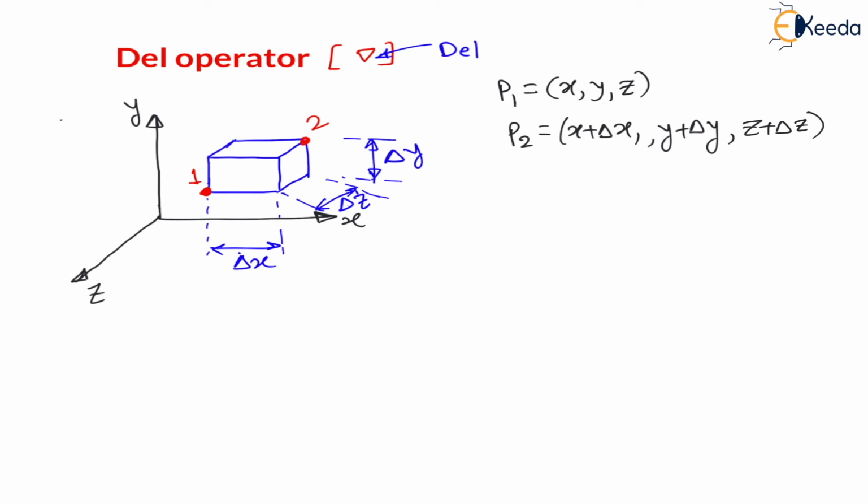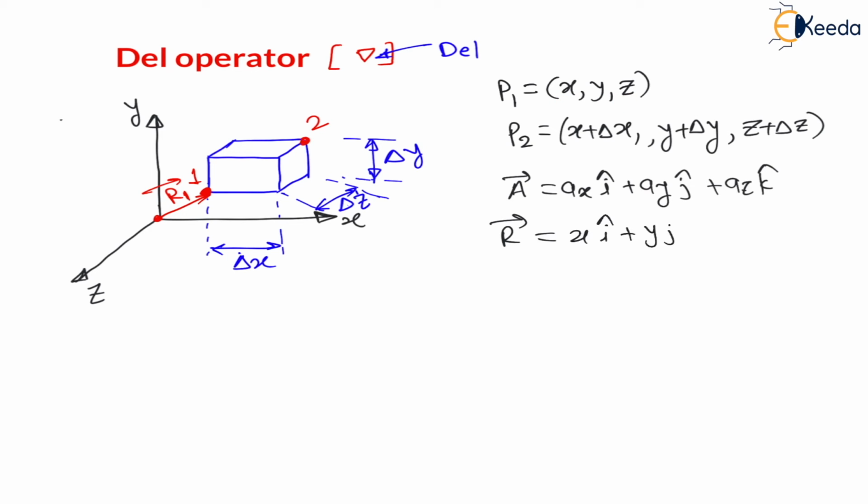Right. Now, my dear students, let us say I draw one vector r1 from the origin to point 1. Let us say this is vector r1. Then what will be the vector r1? Any vector a we have seen as axi plus ayj plus azk. Similarly, this vector r will be equal to, what are the coordinates? x, y, z. Therefore, it will become xi plus yj plus zk.